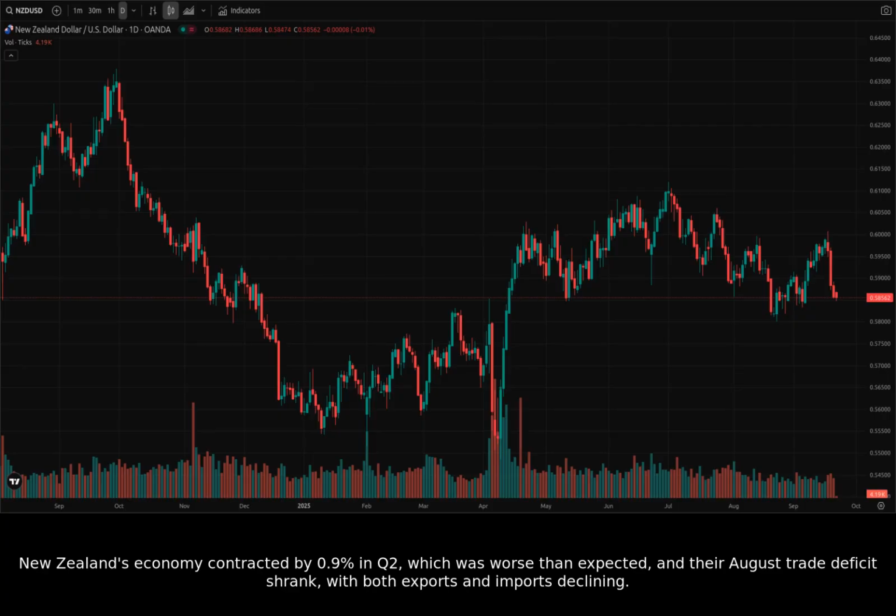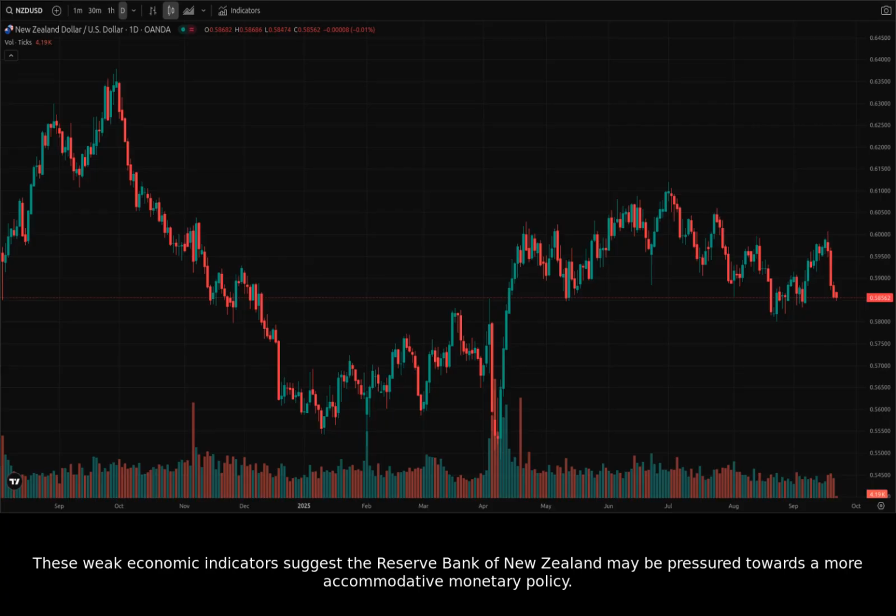New Zealand's economy contracted by 0.9% in Q2, which was worse than expected, and their August trade deficit shrank, with both exports and imports declining. These weak economic indicators suggest the Reserve Bank of New Zealand may be pressured towards a more accommodative monetary policy.